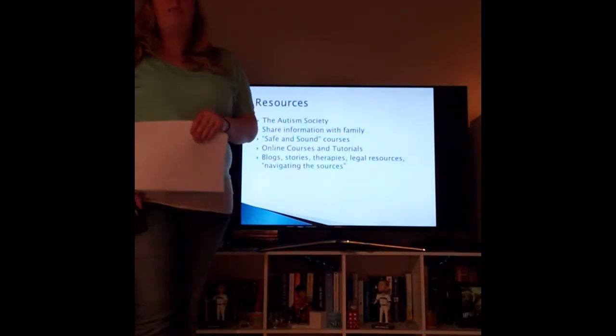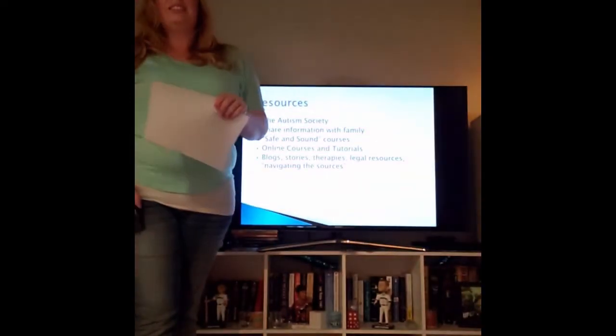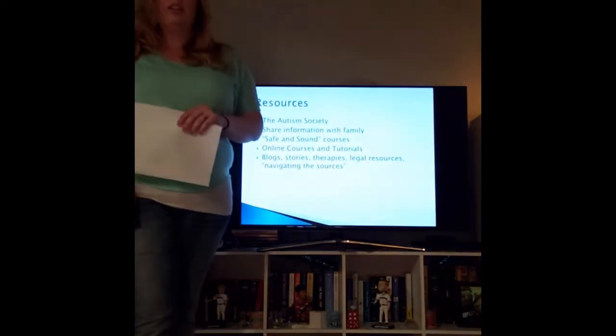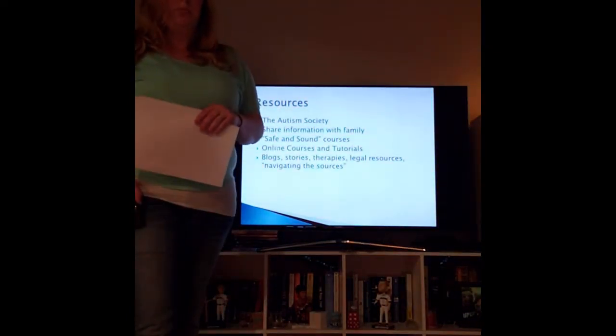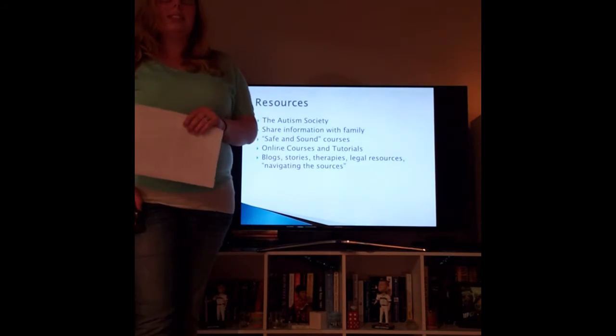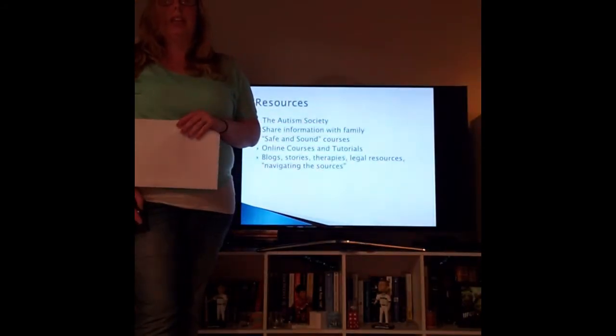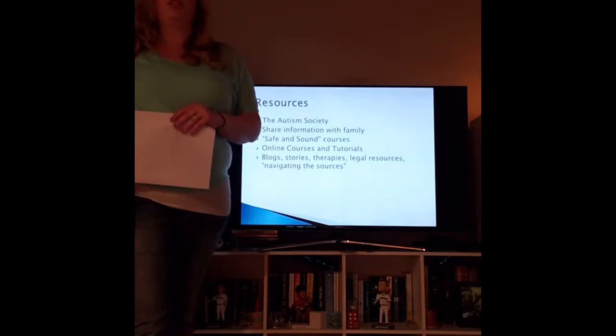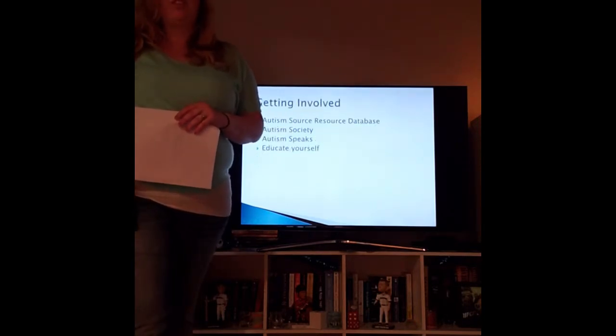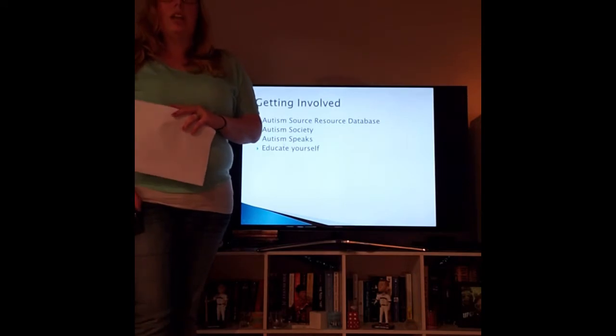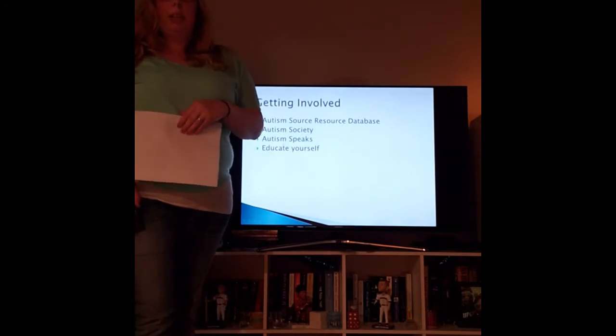They also have a lot of blogs and stories of families living with autism every day. They have information about the newest types of therapies that are available. They have legal resources, and they have information about the public school system's responsibility when it comes to assisting your child with autism.